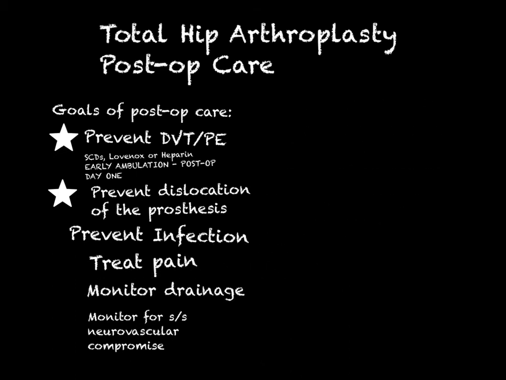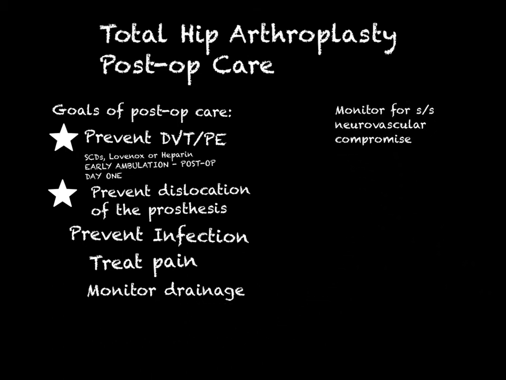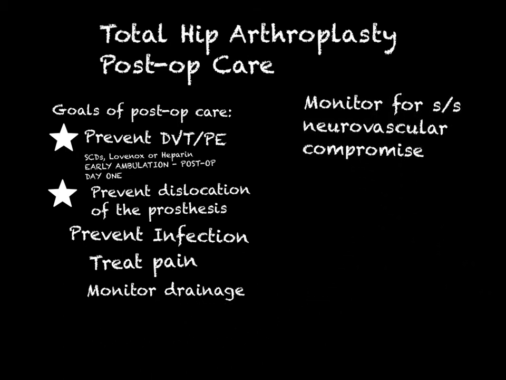If they have a wound vac or hemovac or anything like that, you're going to look at the drainage in the drain and measure that. And last but not least, your 5 Ps again, in case there was any neurological nerve damage or any vascular compromise. You're going to look at pain, paresthesia, paralysis, pallor, and pulselessness.